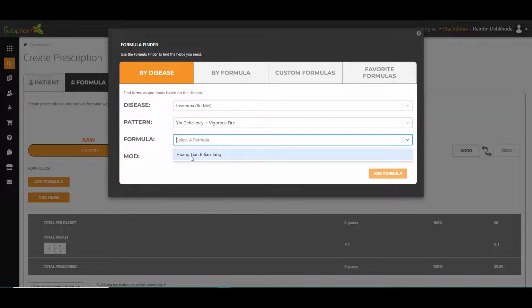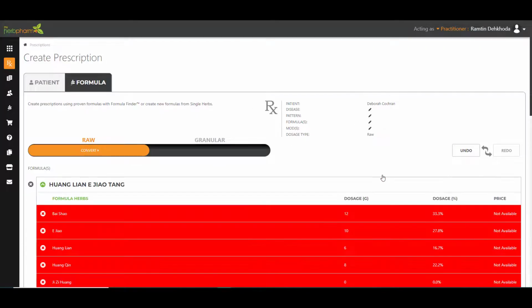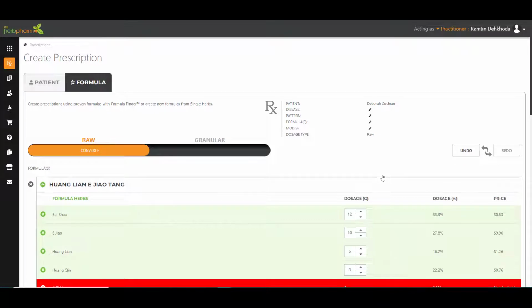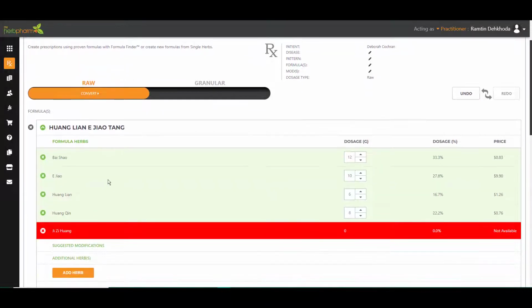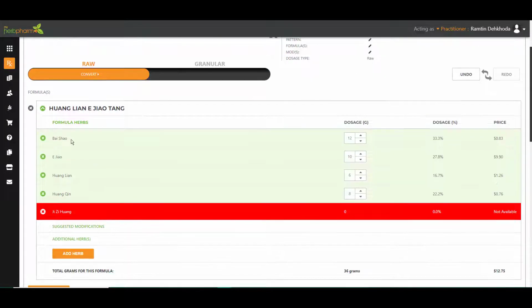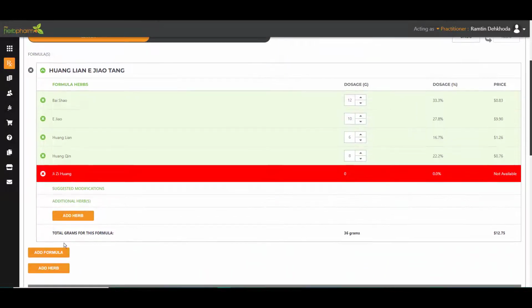And the formula is Huang Lian Jiao Tang. I'm just going to go ahead and add that, even though that's not the formula we're going to use today, just so we can do a side-by-side comparison and practice with that today. So I just pulled that up just to see what the ingredients are.